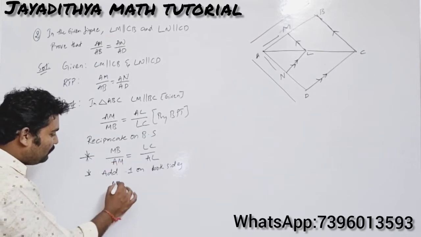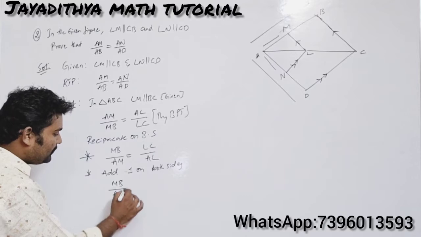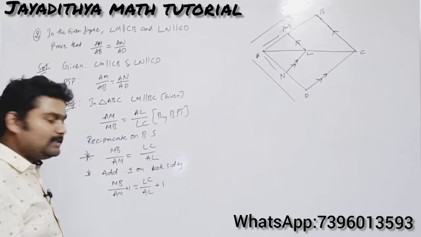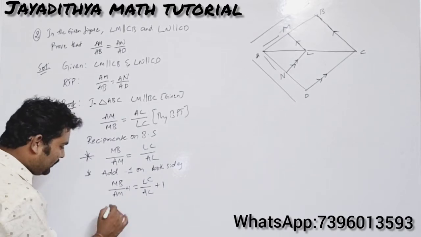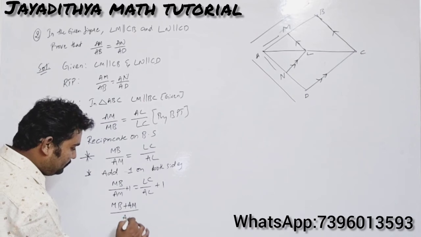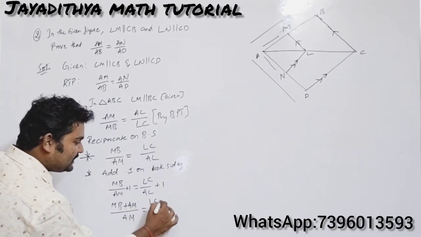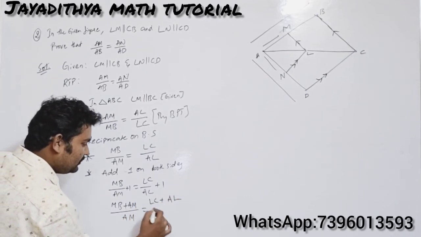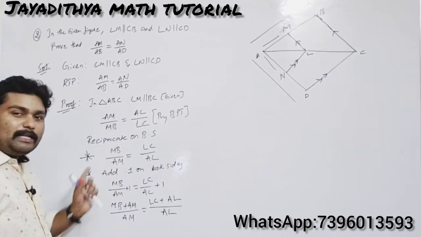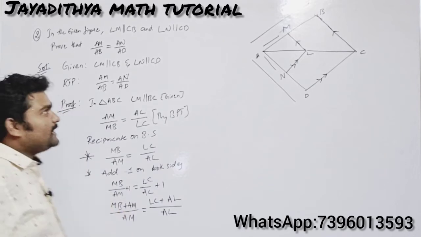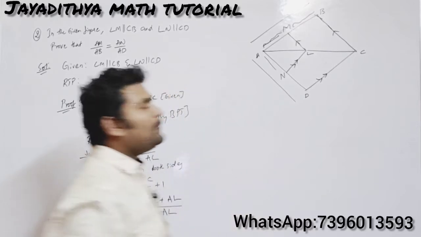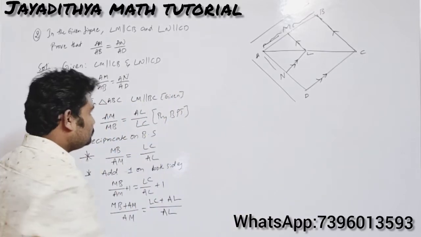So what happens if I add 1 here? MB by AM plus 1 will be equal to LC by AL plus 1. If you simplify, this will be MB plus AM by AM, which is equal to LC plus AL by AL. Clear? Once you observe the figure, this is MB and this is AM. What happens if you add both MB plus AM? I'll get AB.